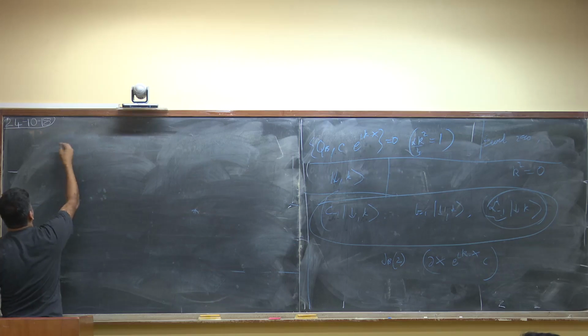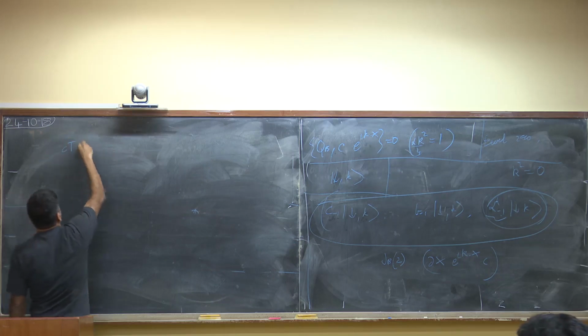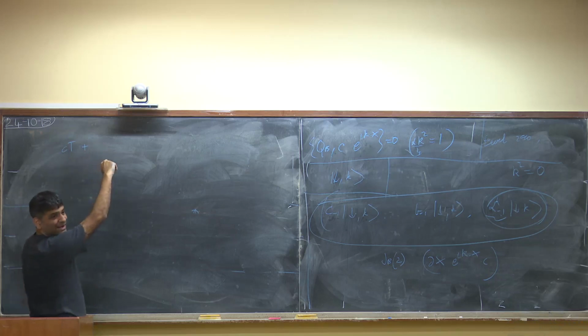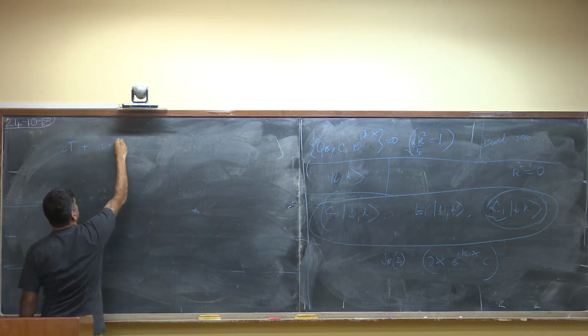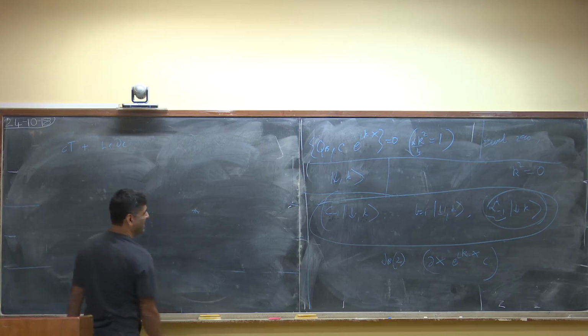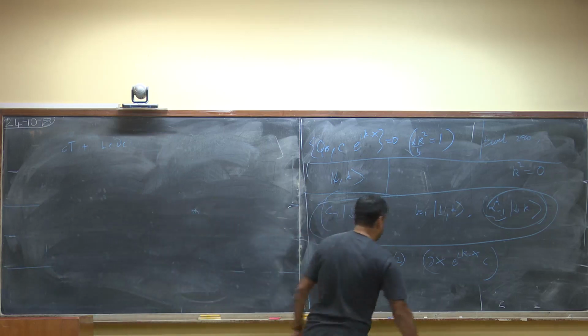JBZ is what? It's CT plus, somebody, do you remember? BC del C. Yeah, plus BC del C. Then the other square C term will not contribute.